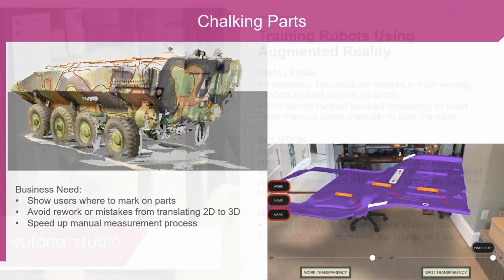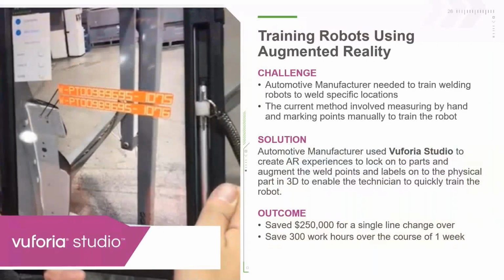And so, getting into that, they used Vuforia Studio to augment that. Like I mentioned, the current method was tape measure and consult a 2D drawing, do the chalk mark, go to the next one, and do that thousands of times for every operation, every line changeover. Here, on one line, they were able to save 300 hours of work over a week or a weekend, saving them $250,000 just on that one line changeover.